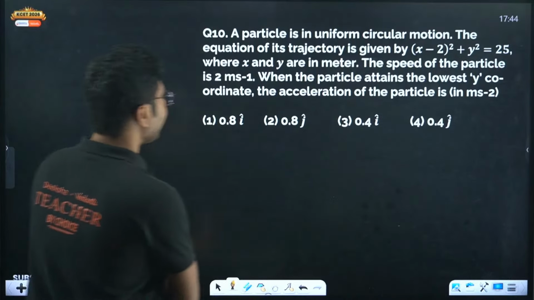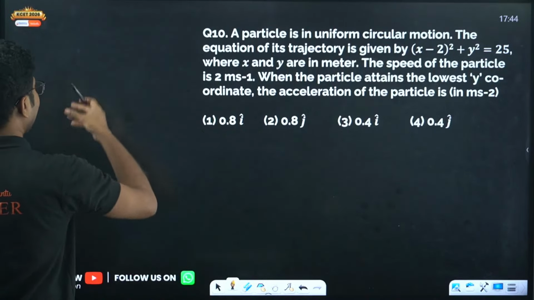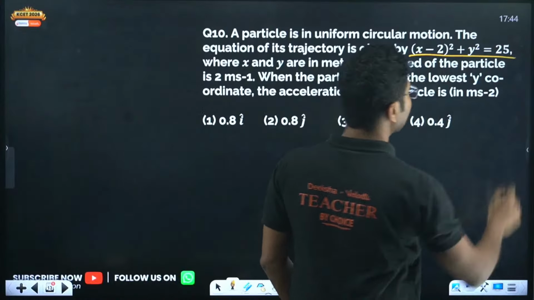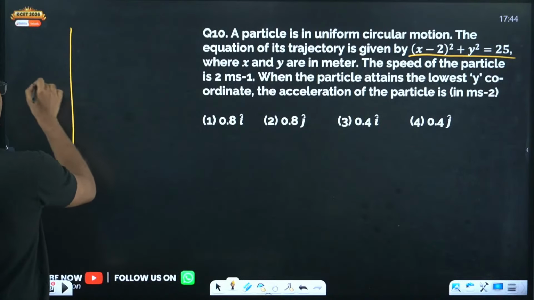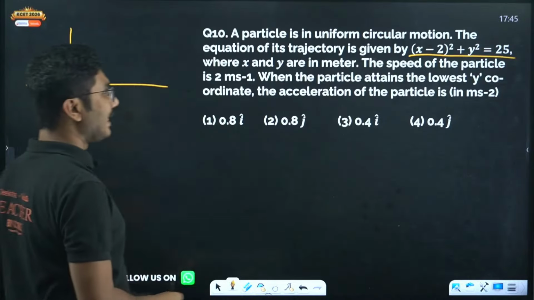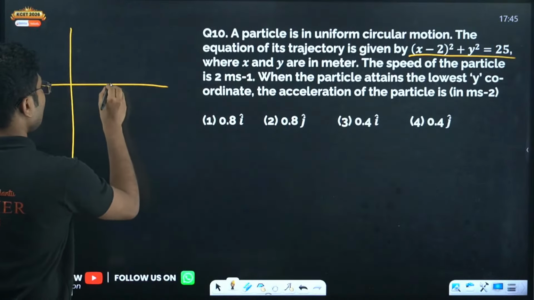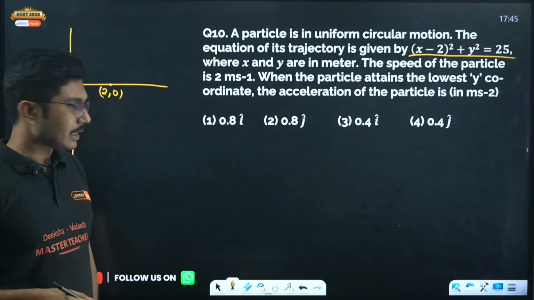So first of all, let us understand the problem. What is this equation? (x minus 2) square plus y square is equal to 25. This is an equation of a circle, and the center of the circle is not at the origin, but at (2, 0). Okay, the center of the circle is (2, 0).